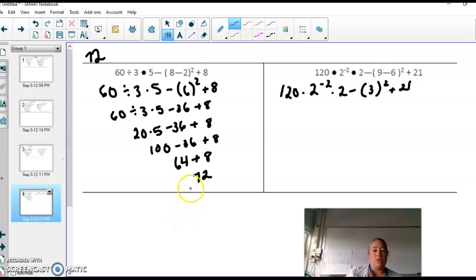Okay, just so that you can see, I'm going to do my exponents one step at a time. So I'll do this one first. Actually, I can do them in one step. 2 to the negative 2 is 1 over 2 squared, or 1 over 4. 3 squared is 9.